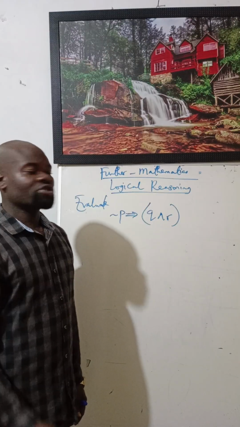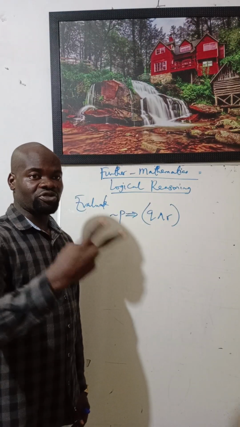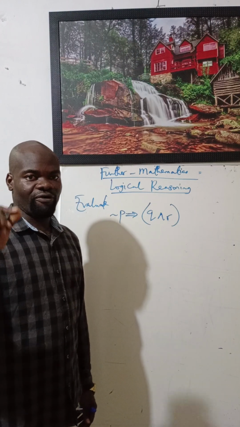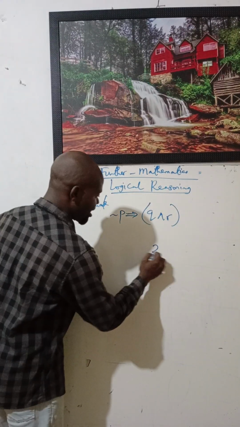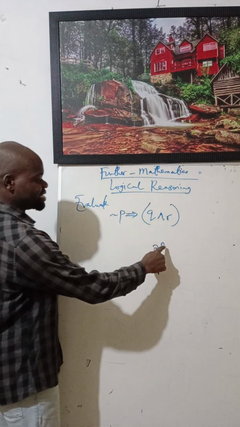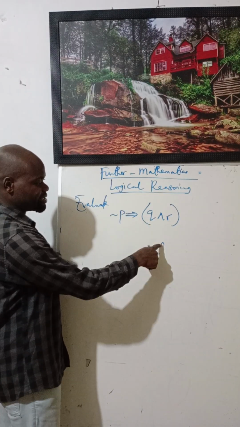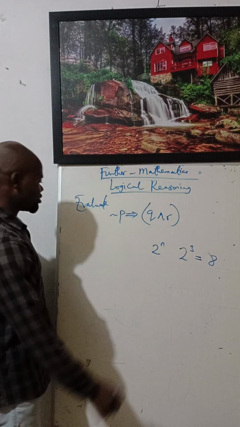To draw a truth table, you have to know the number of statements. Sometimes it can be two statements, three, four, five, and so on. I will give you a very easy way of drawing a truth table. Just apply the formula 2 to the power n, where n is the number of statements. So how many? 1, 2, 3. So n is 3, and that's 2 to the power 3, which is 8.